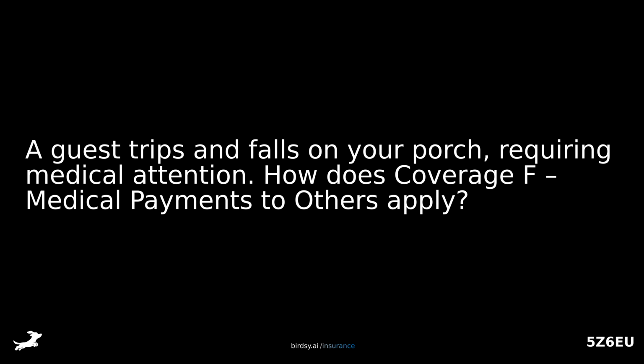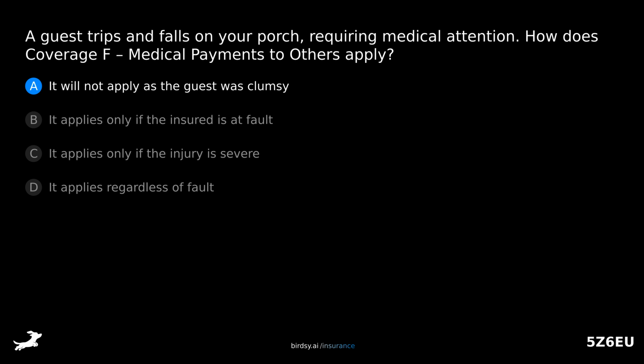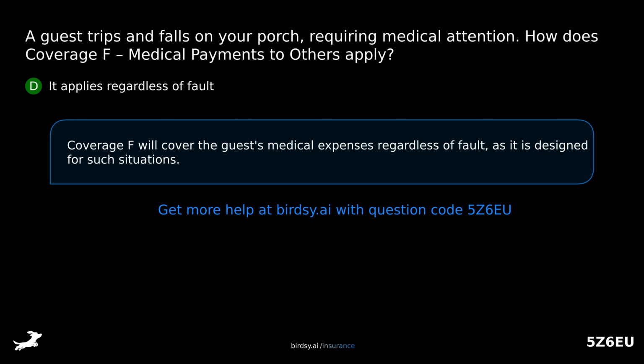A guest trips and falls on your porch, requiring medical attention. How does Coverage F, medical payments to others, apply? Is it A, it will not apply as the guest was clumsy? B, it applies only if the insured is at fault? C, it applies only if the injury is severe? Or D, it applies regardless of fault? The answer is D, it applies regardless of fault. Coverage F will cover the guest's medical expenses regardless of fault, as it is designed for such situations.